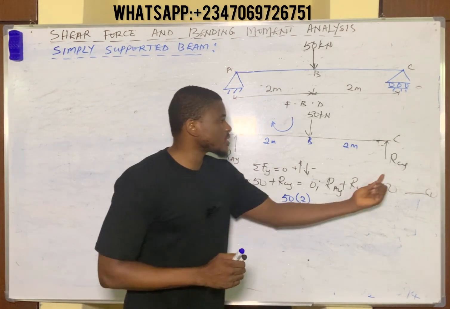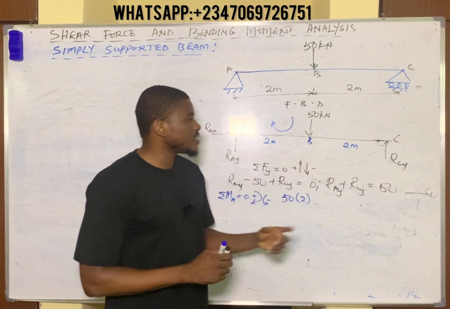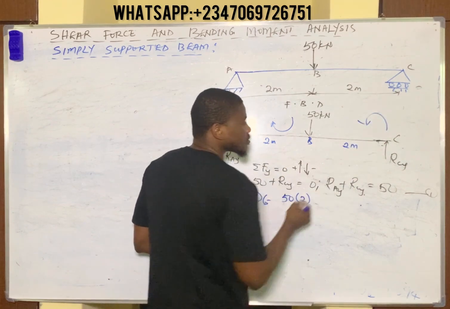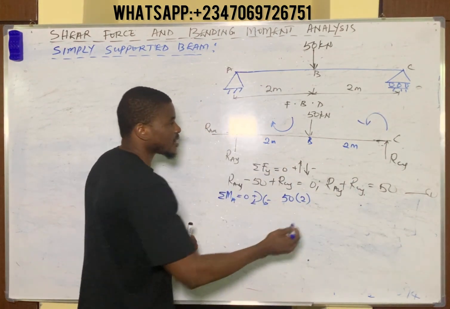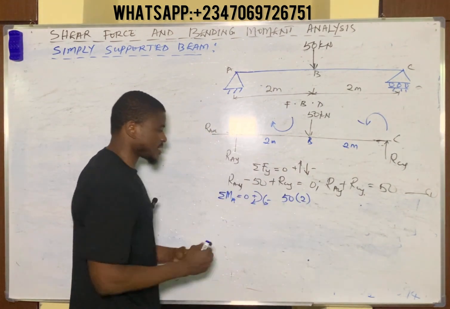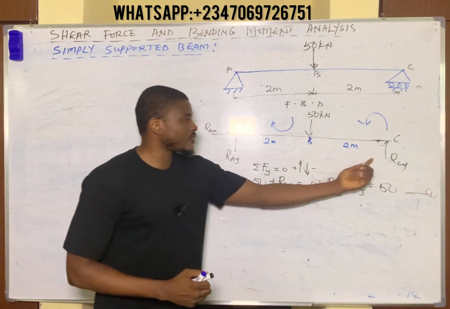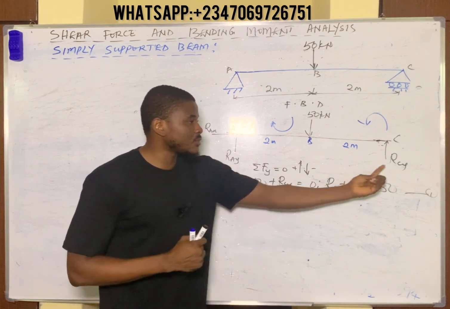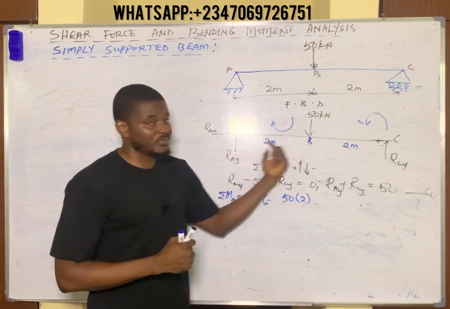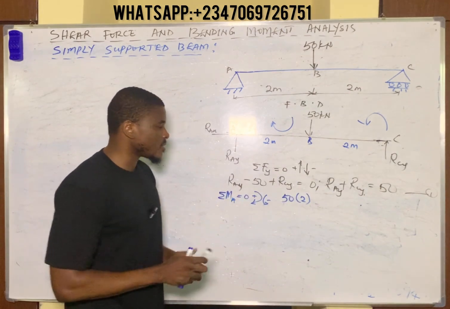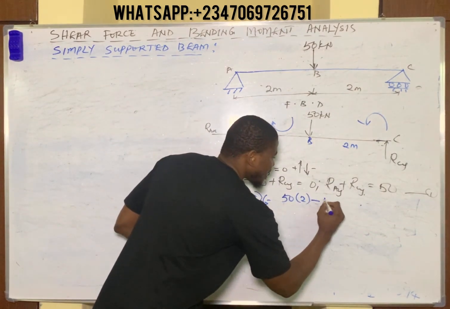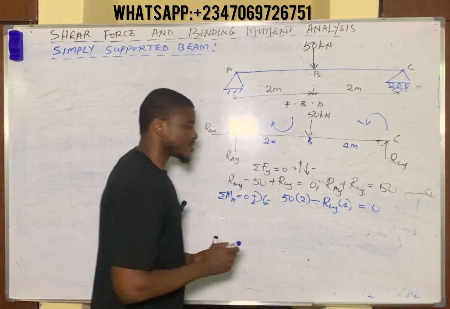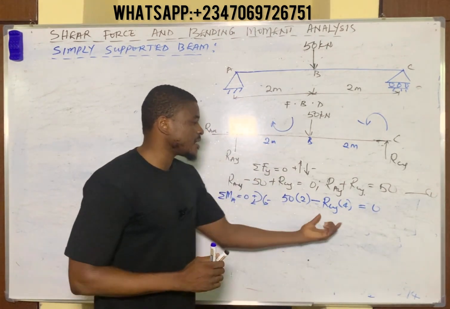Again, take the moment of RCY about point A. This force is pointing upward, so it will turn in this direction about point A, which is anti-clockwise, so the moment becomes negative. The total perpendicular distance is the total length of the beam, which is 2 plus 2, that's 4. So you simply have minus RCY multiplied by 4, equal to 0. With this, you're able to find RCY.